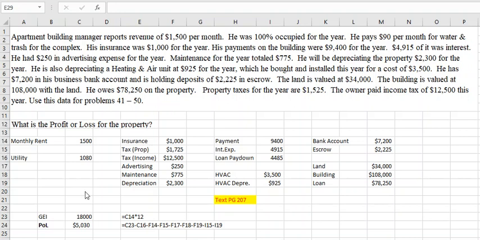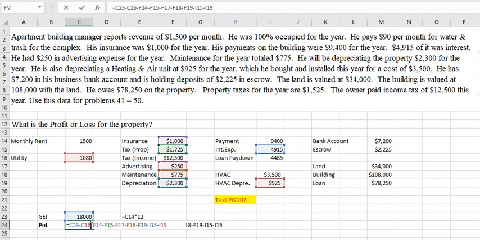And so we've already calculated those expenses in a previous question. What you'll see is we're just taking our gross effective income that we calculated previously, less our annual expenses, to get our profit and loss on the property. So again, it's income less expenses gives us our profit or loss amount.